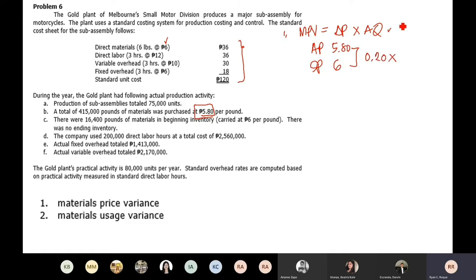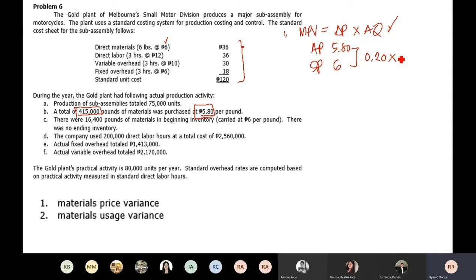Multiply ko ng actual quantity. The question is, anong actual quantity itong gagamitin natin? Is it purchased or used? Sometimes, kung walang purchase, used automatic na yun. Pero kung may purchase at use, ano gagamitin natin dito? Kung walang sinabi sa exam, kung at the time of purchase or at the time of issuance, we will use at the time of purchase. So actual quantity, purchase po ang gagamitin natin, and that is 415,000.